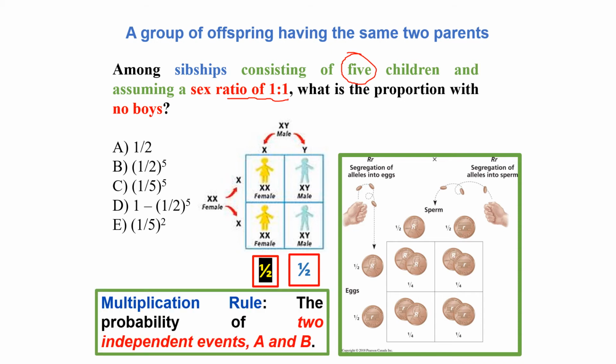So this is a multiplication rule. Every time that you have this type of exercise, it will be the multiplication rule, and you have 5 independent times, 5 times this independent event. No matter if you have a female the first time, the second time you again have the same 50-50 chance.